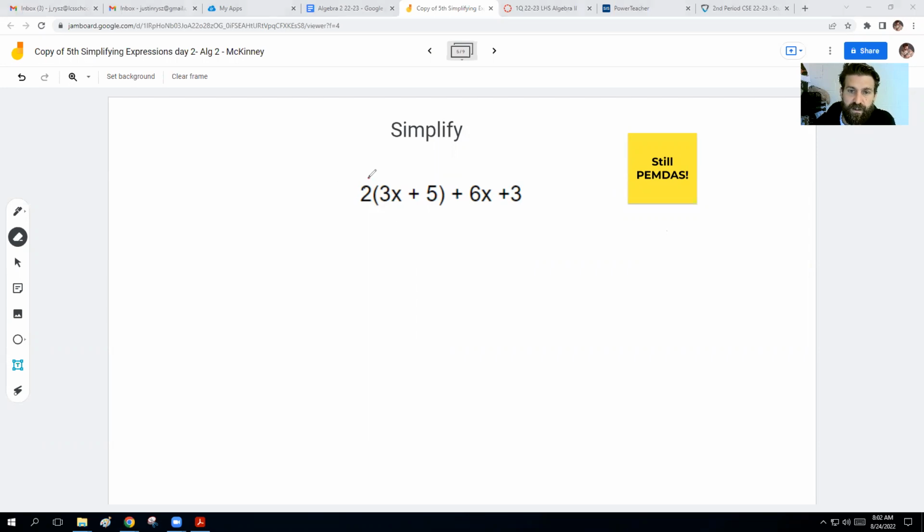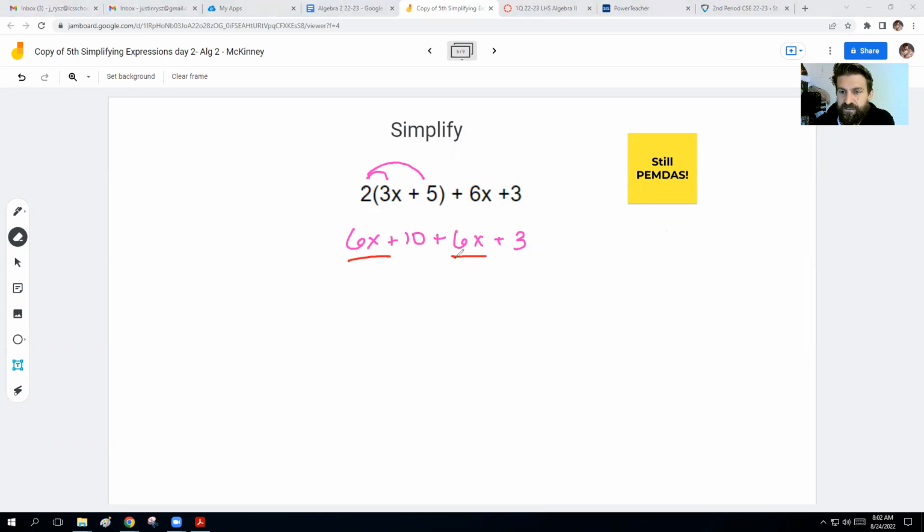It's not 8x. We are going to then multiply, and distributing is technically multiplication. So 2 times 3, that's 6x. 2 times 5 is 10, and then plus 6x plus 3. So we took care of the multiplication here with our distributive property, and then we're going to add or subtract.